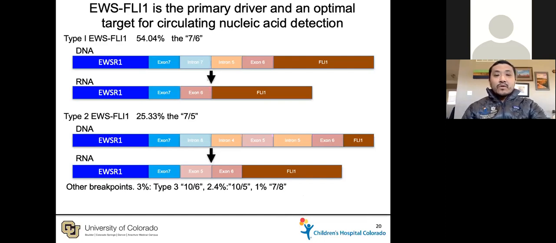So we approached this through EWS-FLI1. EWS-FLI1 is the primary driver, and as I said, can be an optimal target for circulating nucleic acid detection. Ewing sarcoma cells always have either type 1 EWS-FLI1 or type 2 EWS-FLI2, and combining these two types, you can see that it covers 80% of the patients. So we approached Ewing sarcoma using this information.